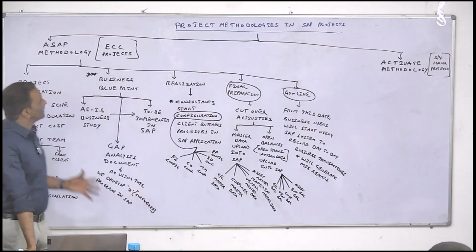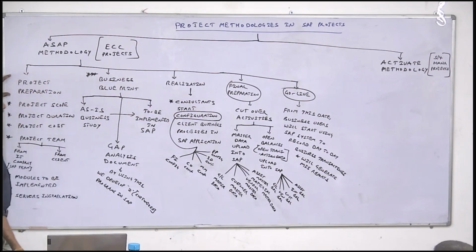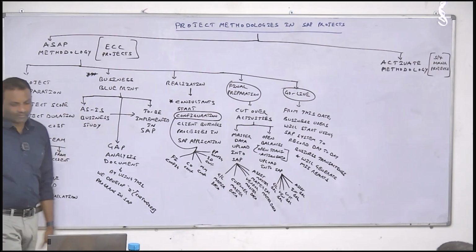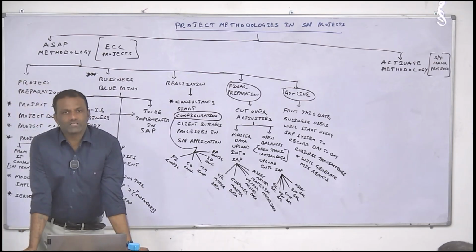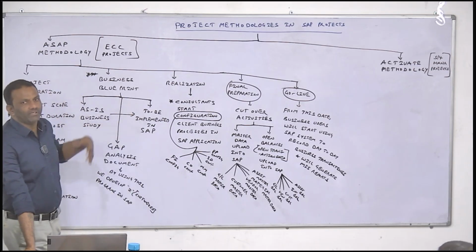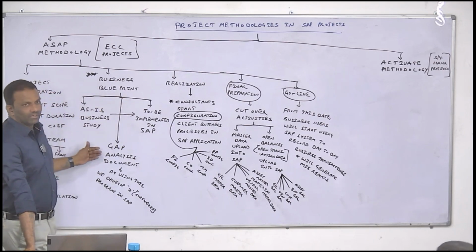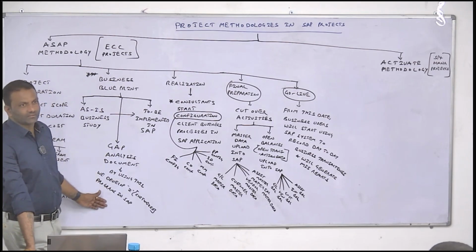So in any project, normally these 5 phases play a very major role. What is the first one? What we do in project preparation? Then what is the second one? In business blueprint, we will do a study and document what we need to do in SAP. Then between these two, we do the gap analysis document. By using this gap analysis document, we will do customizing.